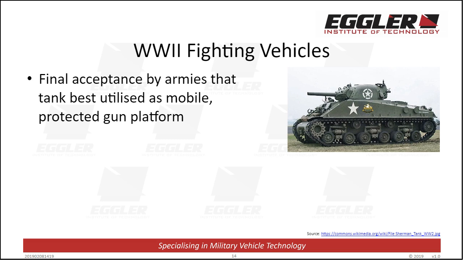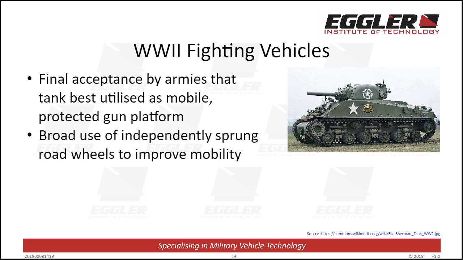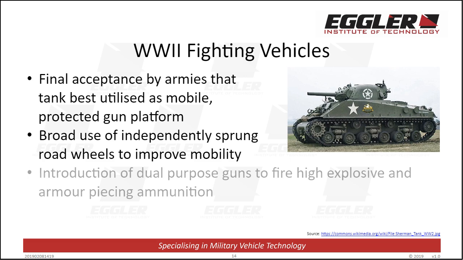Some of the key technology developments affecting fighting vehicle design during World War II included the broad use of independently sprung road wheels to greatly improve vehicle mobility, and the introduction of guns that could use varying natures of ammunition. These different types of ammunition included high explosive and armor-piercing rounds.